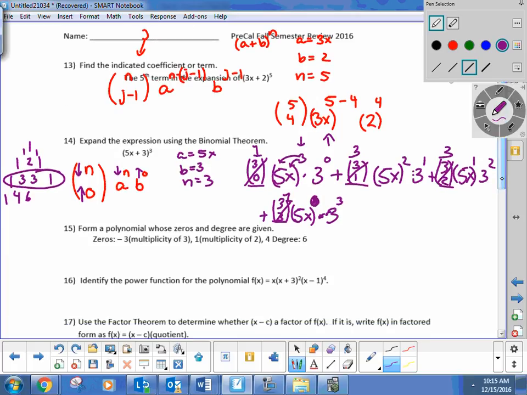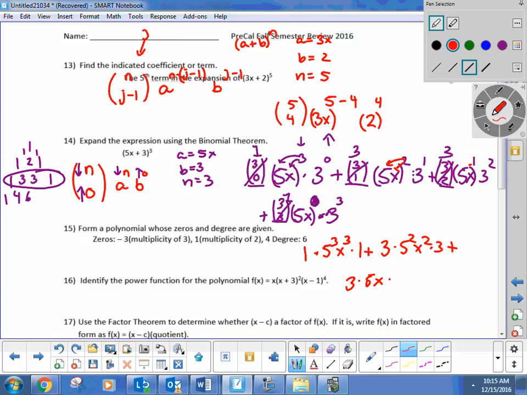Afterwards, this is what we do. You distribute this 3. So this is what's going to happen. The first term is going to be then just 1 times 5 to the 3rd x cubed. And then 3 to the 0 is just 1. Second term, let me move that over here. The second term is going to be 3. Remember, distribute. 5 squared x squared times 3 plus the next term, which would be 3.